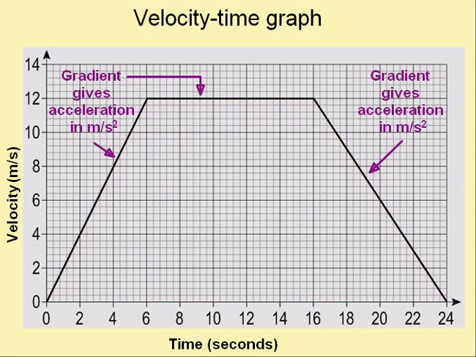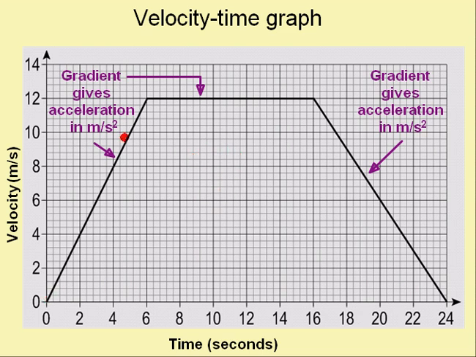Let's look at finding the acceleration now. On this particular graph, we've got three different accelerations. This part here, then this, and then this part here where it's actually slowing down. Acceleration is measured in meters per second per second. We prefer to write this as meters per second squared.